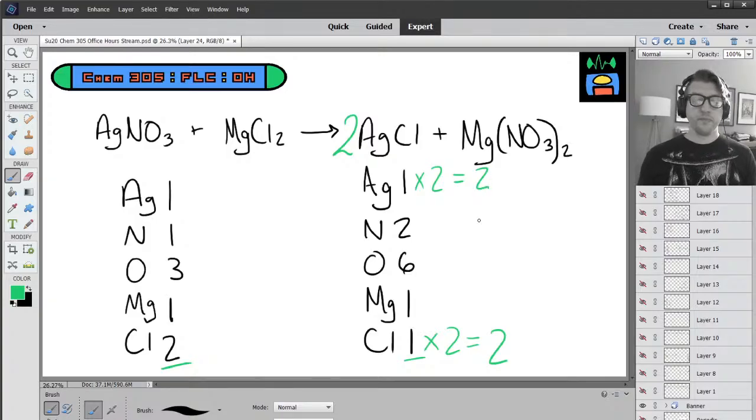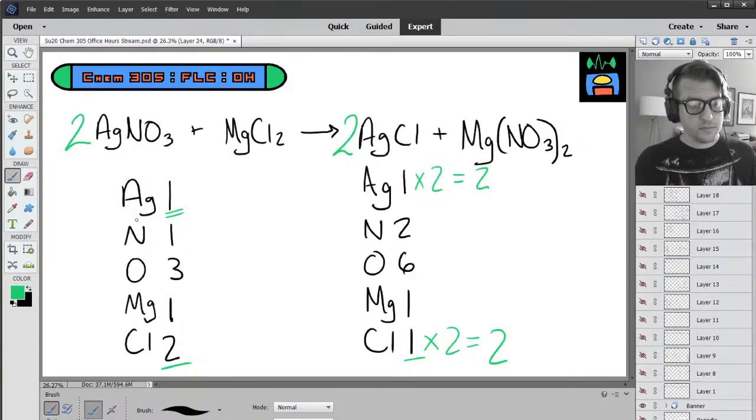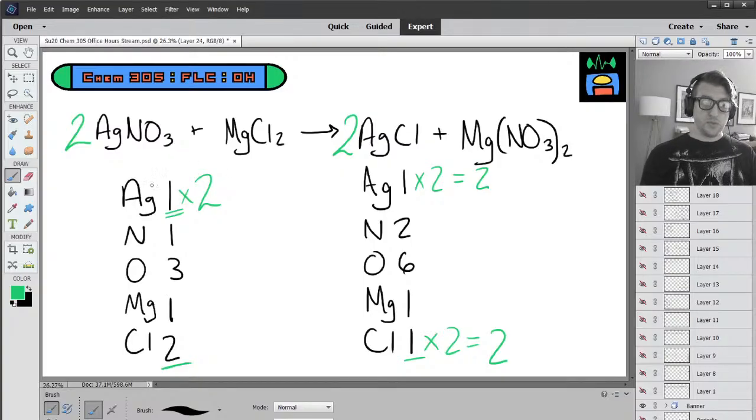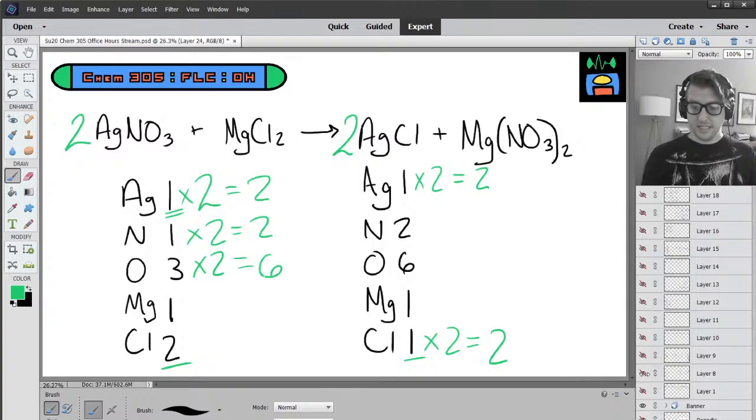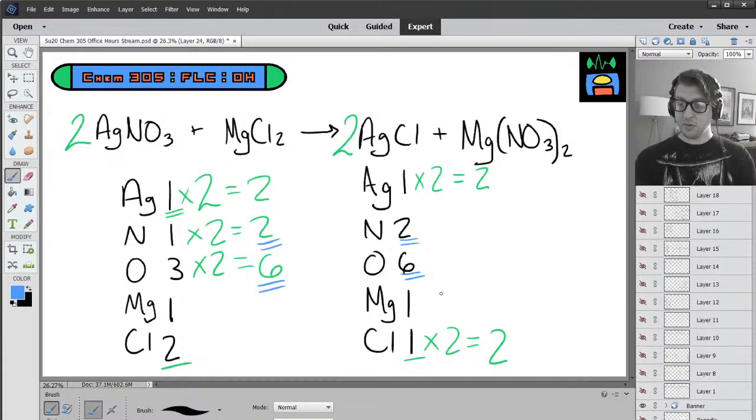I'm not worried though, because I know how to solve that problem. I just need to multiply the molecule that has silver in it on the reactant side by 2 as well. So this will change my silver count, but it also changes nitrogen and oxygen. But check this out. Now I have 2 silver, 2 nitrogen, 6 oxygen. That act of balancing silver has actually balanced both my nitrogen and oxygen in one fell swoop. So this is the balanced chemical equation.